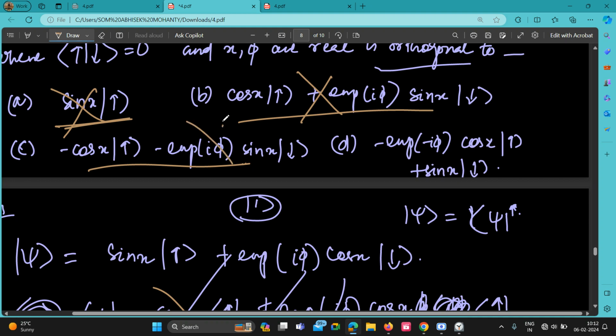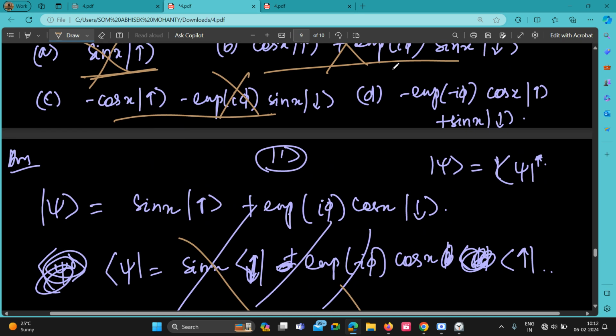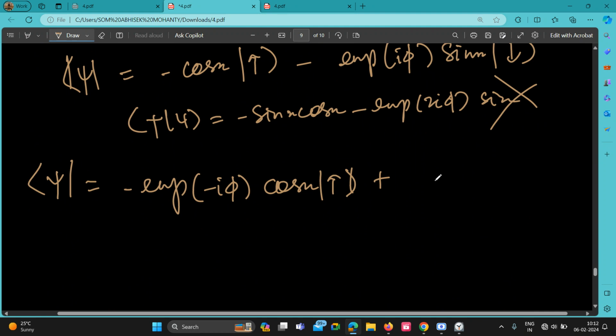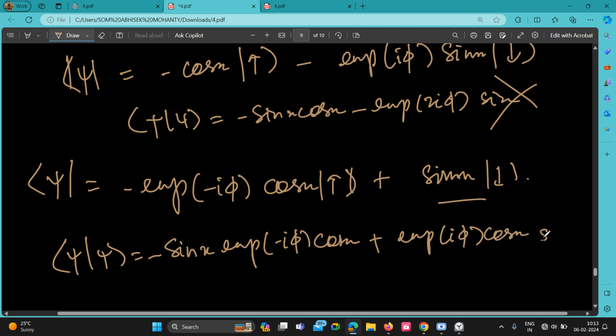So one option is left. Let's check it anyway. Minus exponential minus i phi cos x up plus sin x down. Next term. So psi will be, our first term was sin x. So minus exponential minus i phi cos x plus this one was your exponential i phi cos x into the sin x. See, these two are completely opposite.